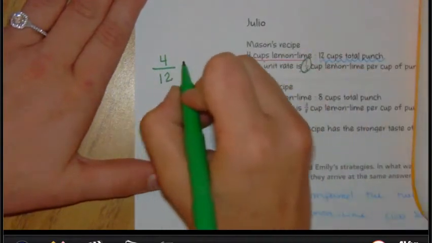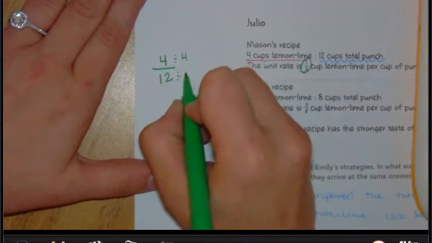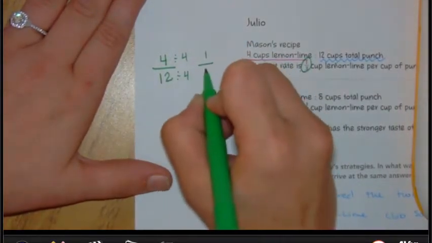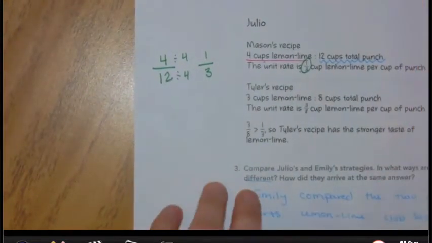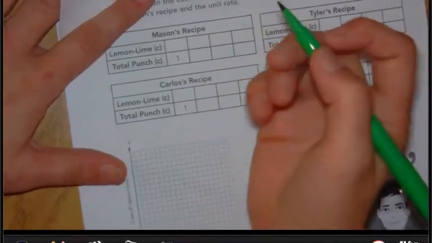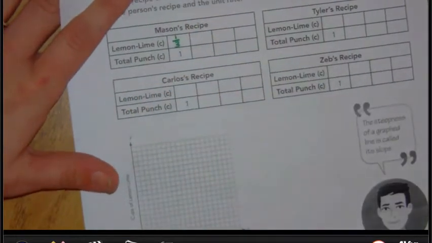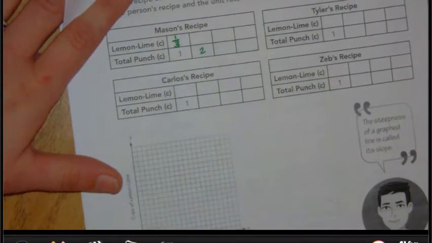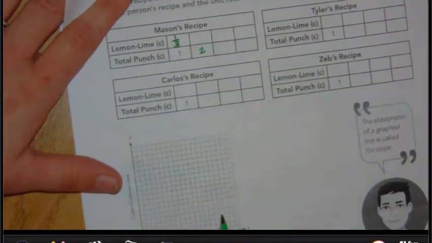Okay, or you can use long division. Well, what number can go into both 4 and 12? Well, that is 4. 4 divided by 4 is 1. 12 divided by 4 is 3. And that gets us our fraction of 1/3, which answers our first question for Mason. So 1/3. Okay. If I double the total cups of punch to 2, well, I need to double my 1/3.